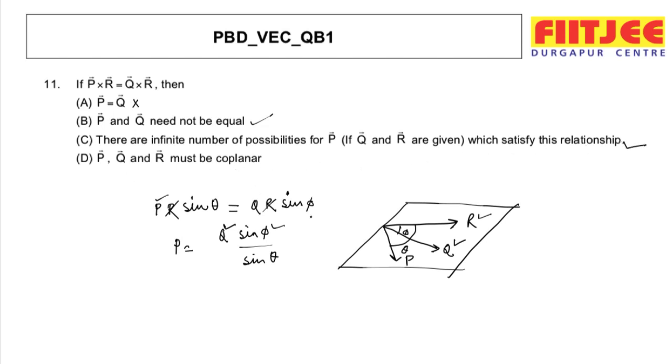P, Q, R must be coplanar. Yes, they have to be coplanar because Q cross R is perpendicular to this plane and P cross R is also perpendicular to this plane. So if they are the same vector, then all of them P, Q, R must be perpendicular to this vector. So if three vectors are all perpendicular to a single vector, these three vectors must be coplanar. Option D is a correct choice.